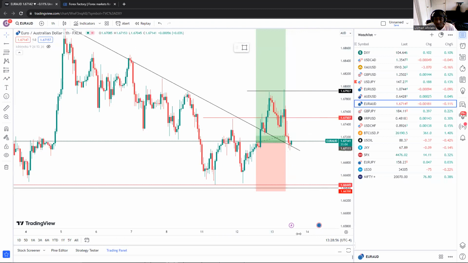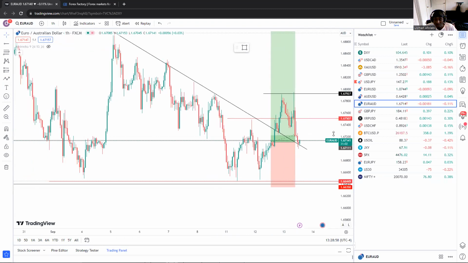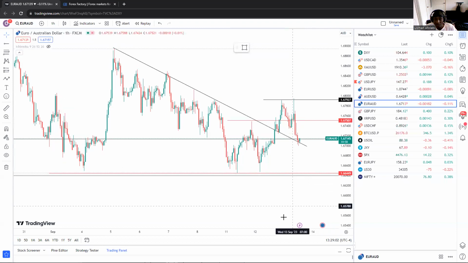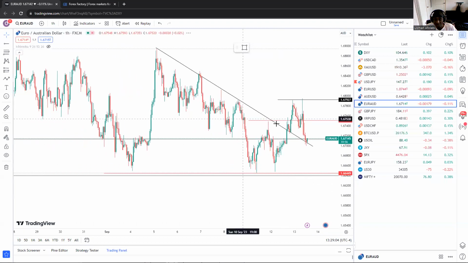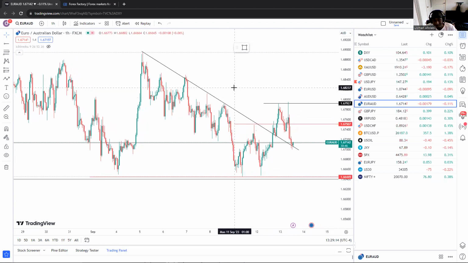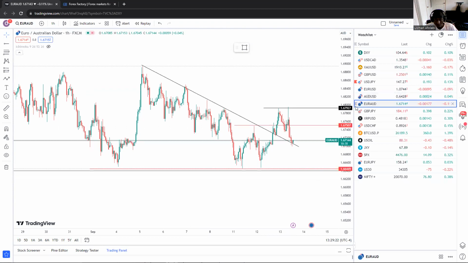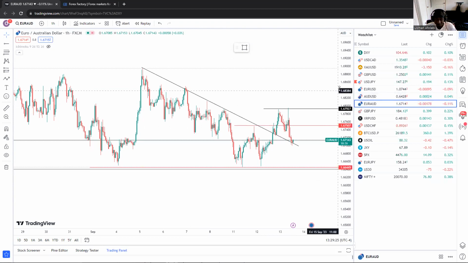So still looking to potentially buy Euro AUD, but right now there really isn't too much bullish confirmation other than this trend line break. I'm not too big on trend lines, so to call it a trend line break, I'm not really gonna hold on to that much. That it broke this trend line, it must be bullish now, because that's just not true. Right.